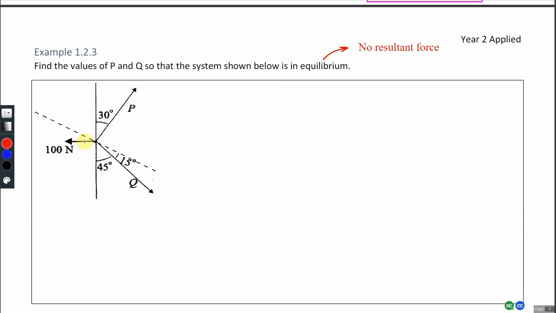Let's first of all clearly understand what we mean by equilibrium. That means there's no resultant force in any direction. So these forces are completely balanced. So if there was an object at the middle of these three forces, then it would not accelerate in any direction. There is no resultant force.